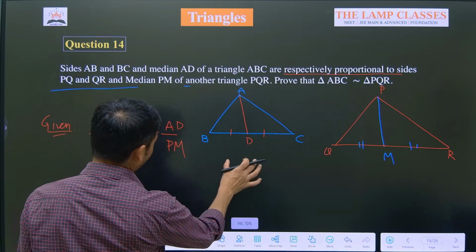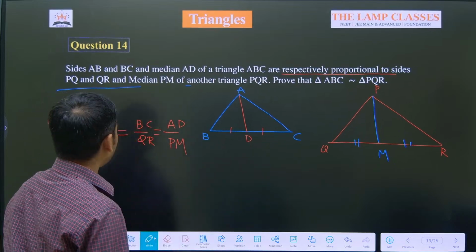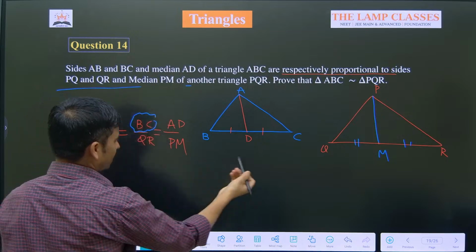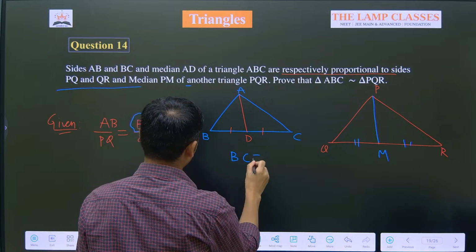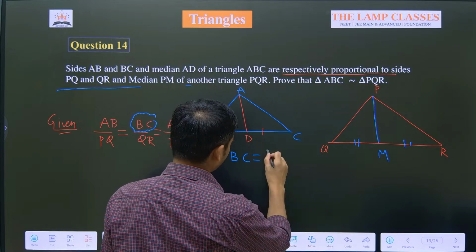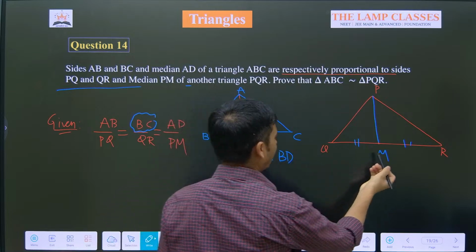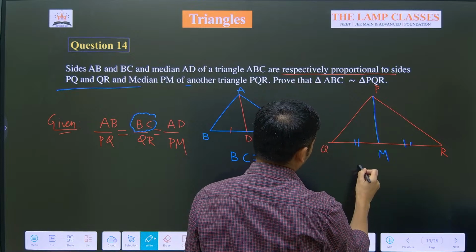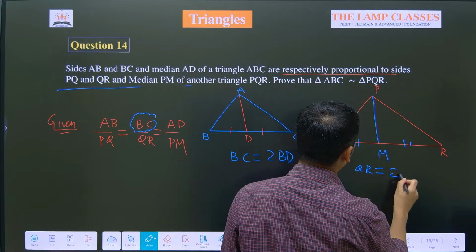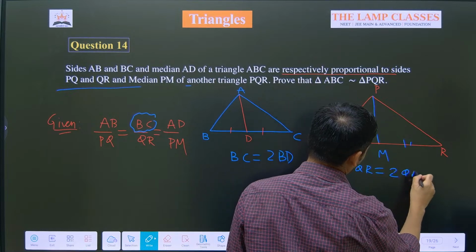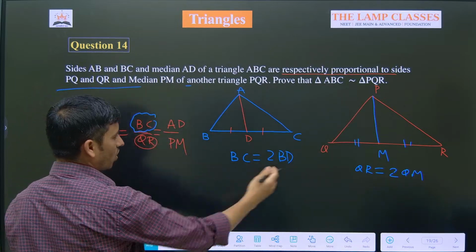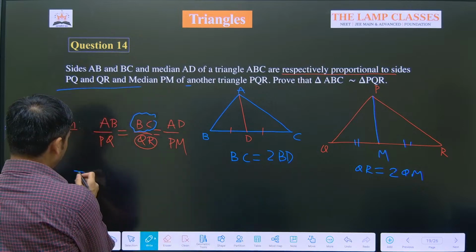Is that all right? So what we are going to do here, this BC part, na, this is given. Can you guys tell BC is actually 2 times BD and QR is equal to 2 times QM. Can I write that? So in the given information, BC I will replace by 2 BD and QR I will replace by 2 QM. Does it make sense?